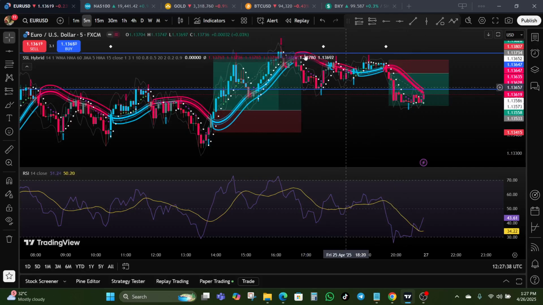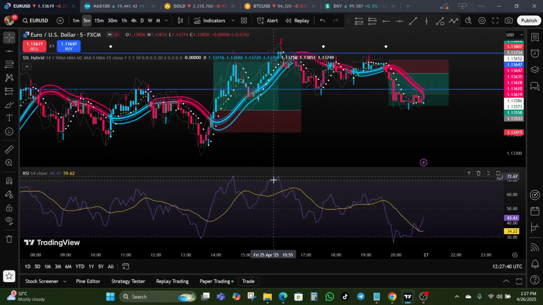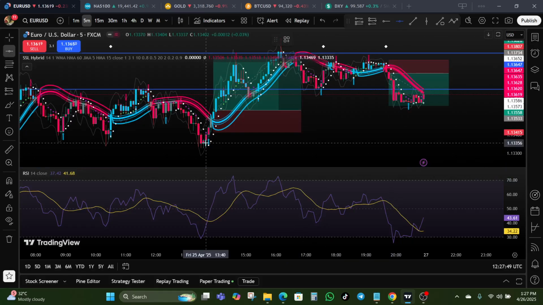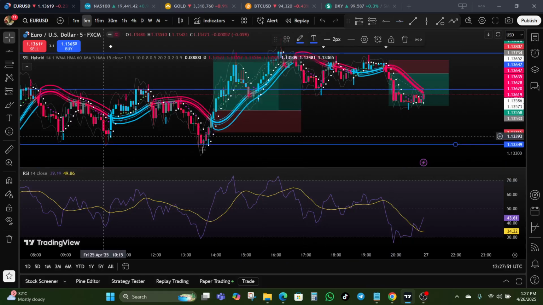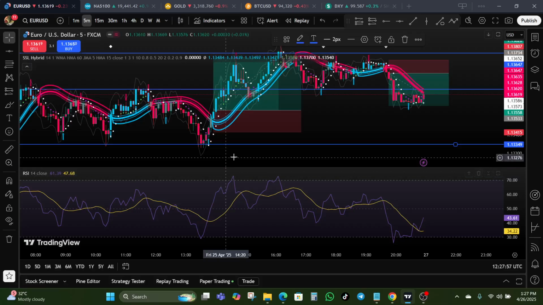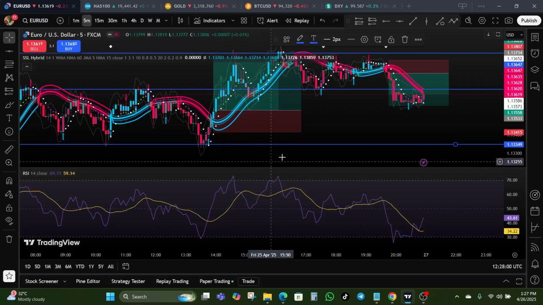Imagine getting a sell signal around the resistance zone while the RSI is coming down from overbought territory. That's going to add more confidence in that trade, right? Or imagine getting a buy signal around a support zone and RSI is just coming out from the oversold territory. That's going to add more confidence in that trade. So it's good to have confluence when you want to execute a trade.